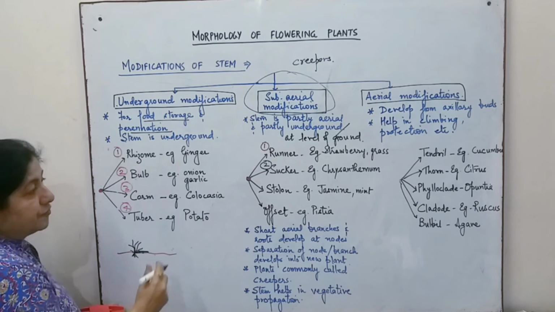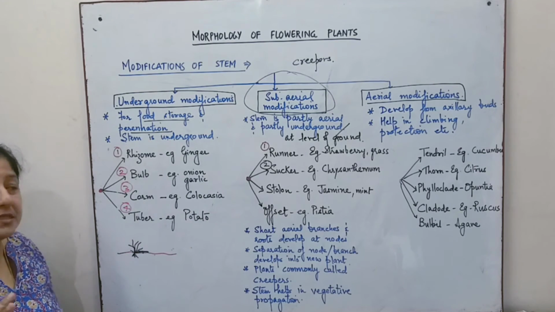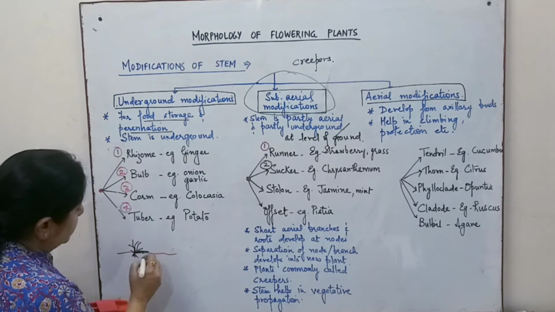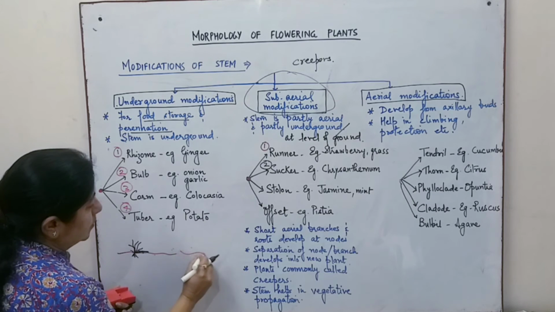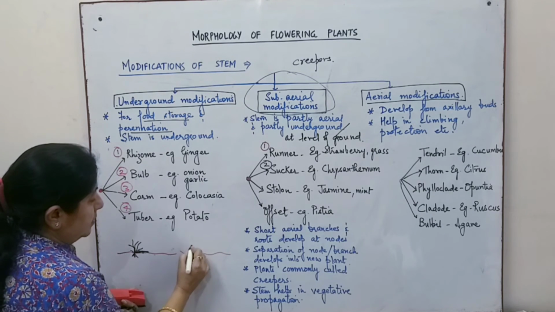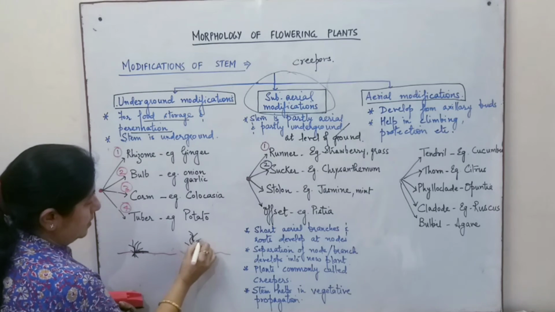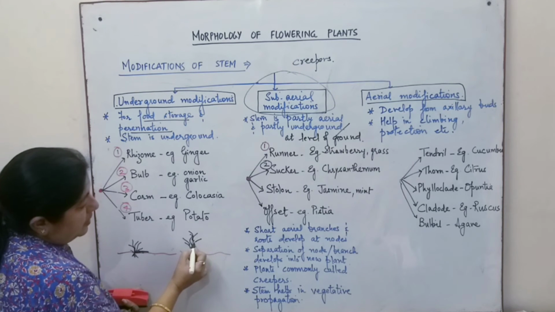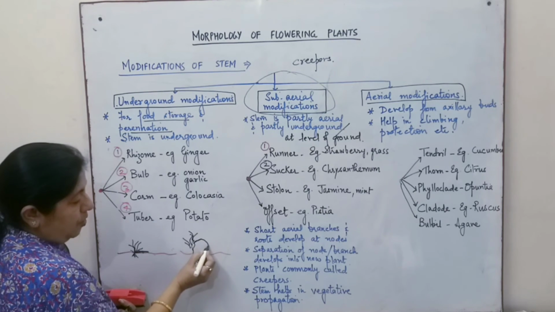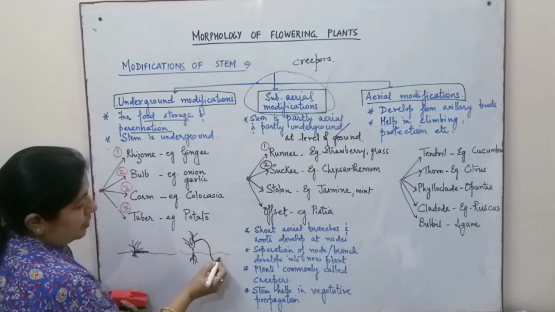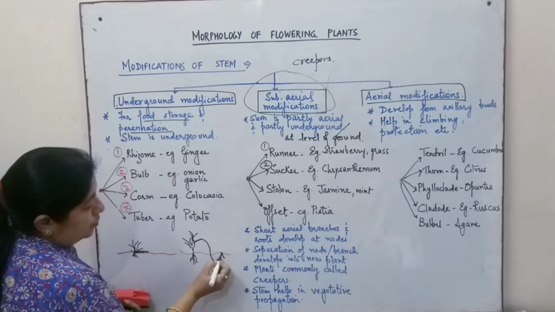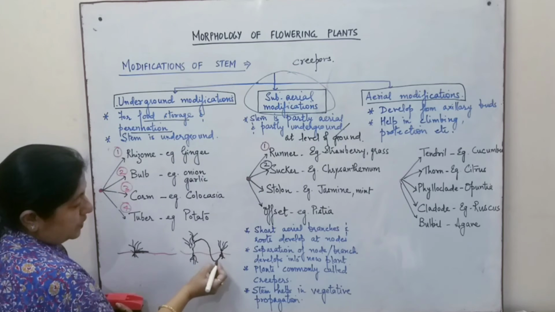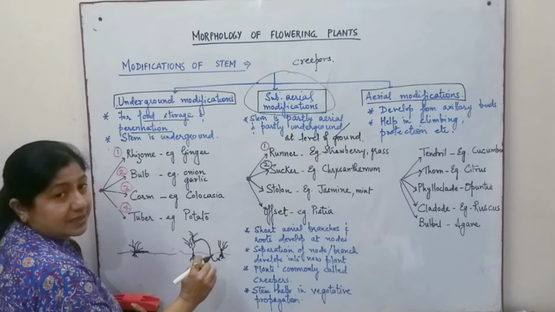And when we talk of the sucker, chrysanthemum is a very good example. In this type of development, the plant will grow, these are the roots, the plant will grow, and one of the lateral branches will grow long, will go deep inside the soil, and will develop roots over here, which will later on develop as a plant. This will be cut off later on, and this will develop as a new plant.